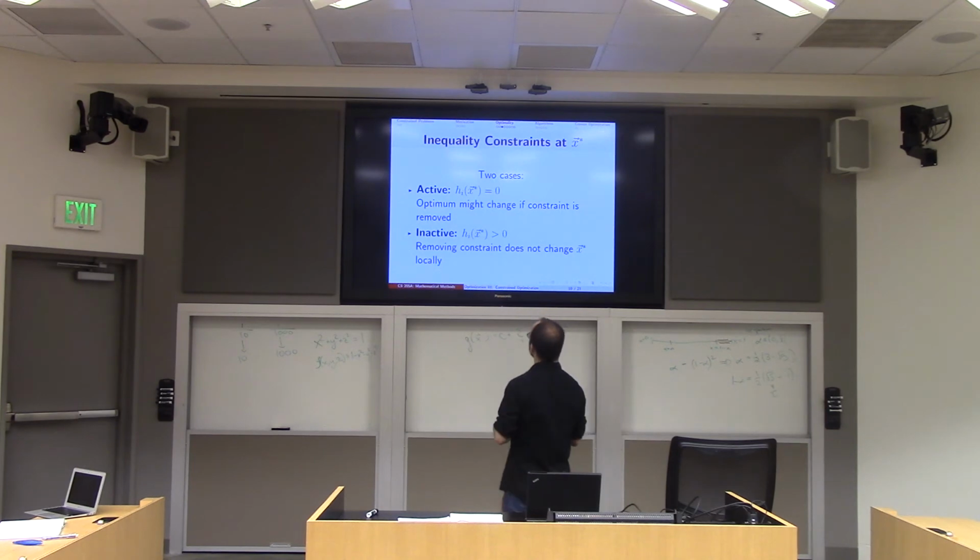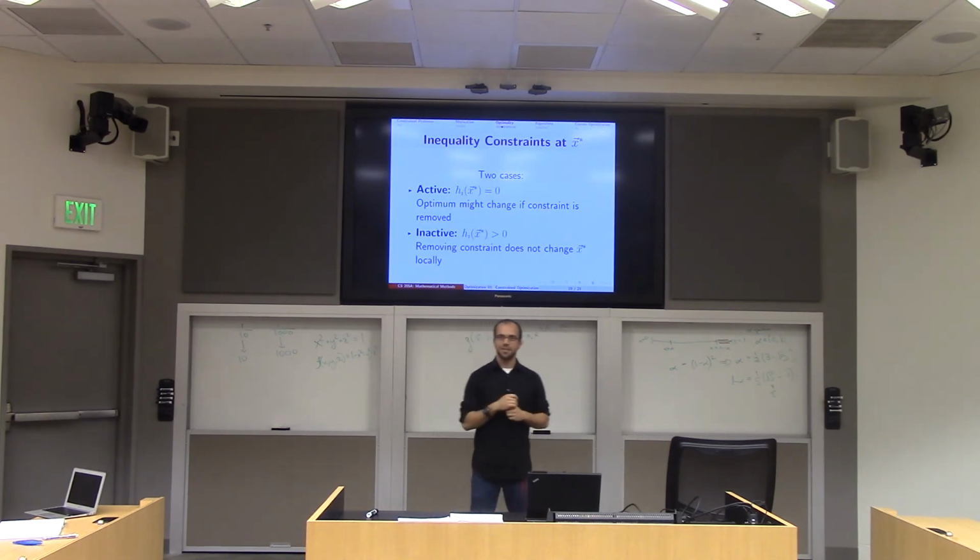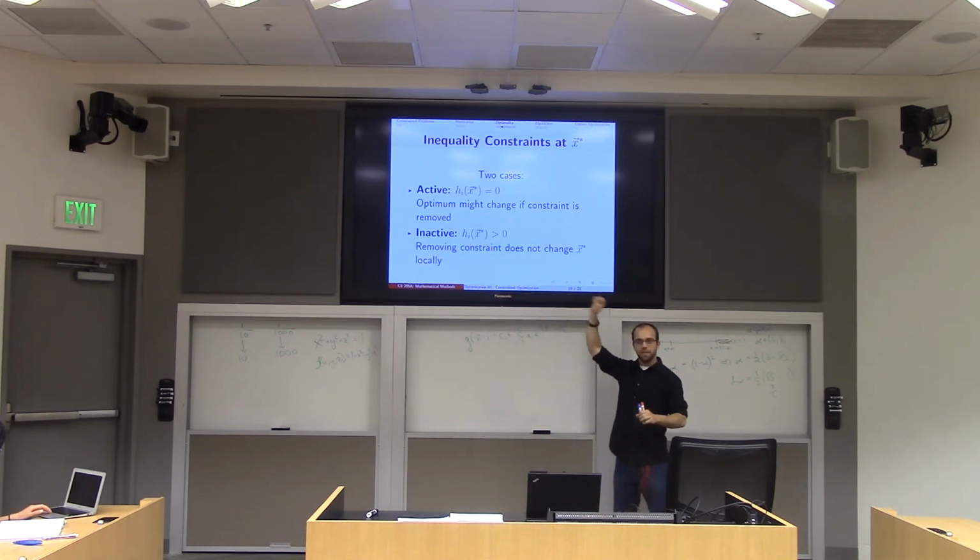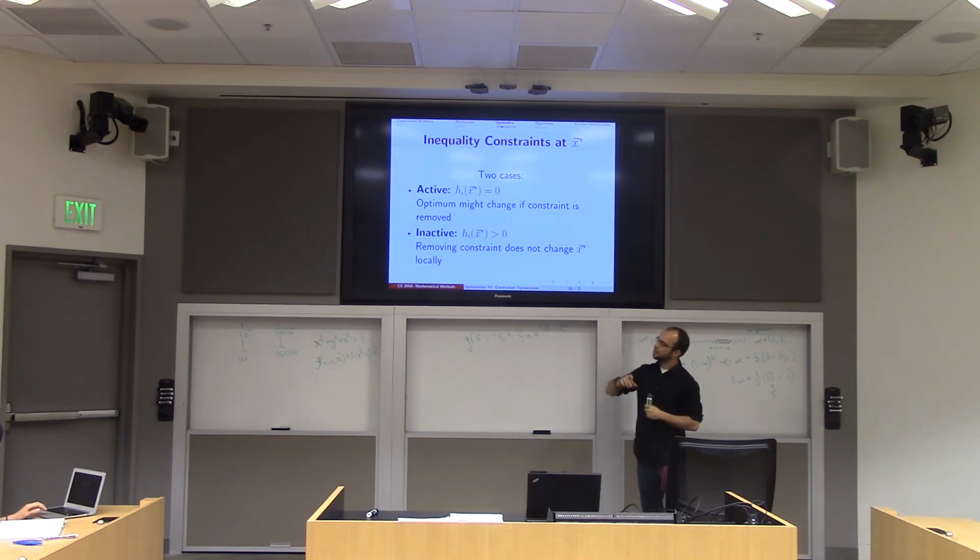So remember, we have this constraint that h of x is greater than or equal to 0. We'll call x star our optimal point. So we solve our optimization and we've minimized it subject to our constraints, and we got our point x star. And there are two things that might happen. Right? So let's take a look at a particular constraint, h sub i.